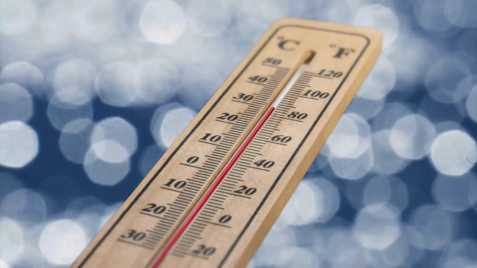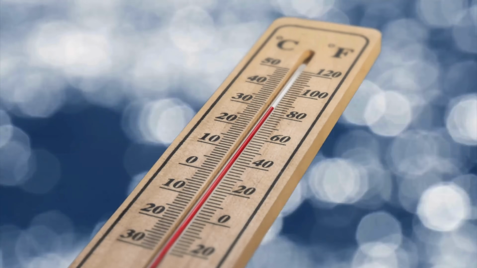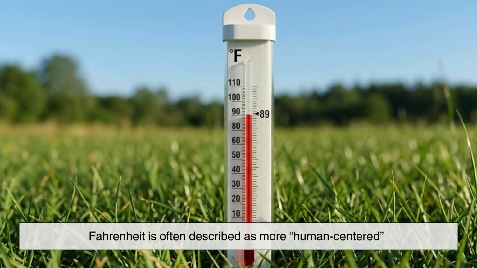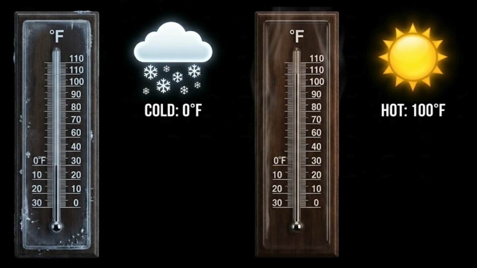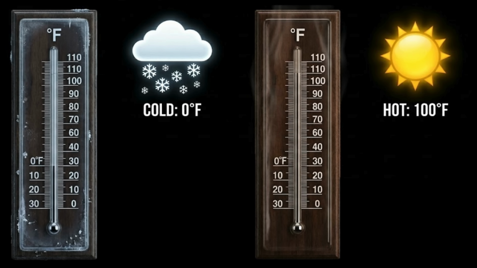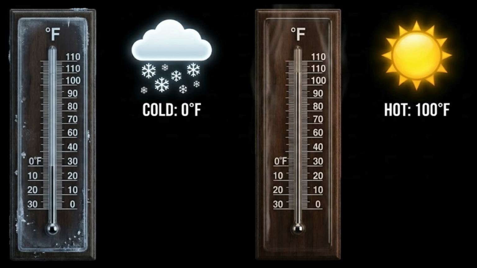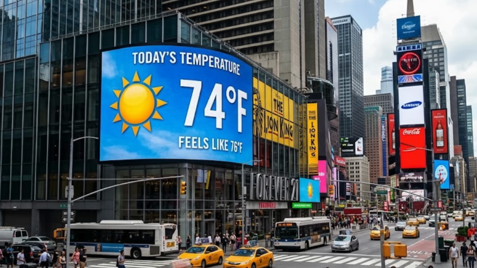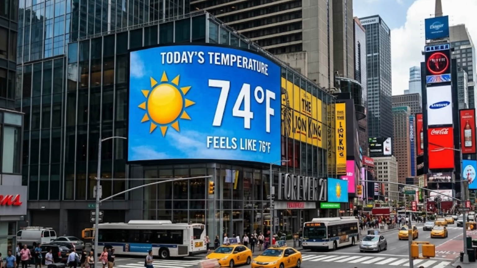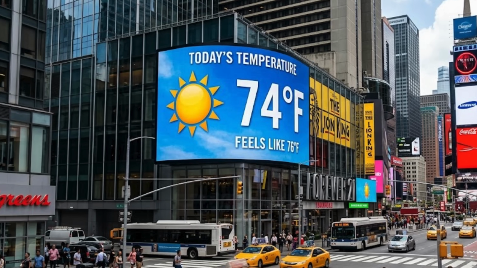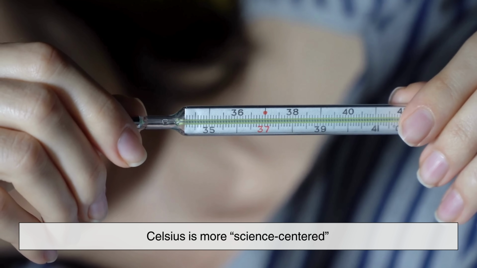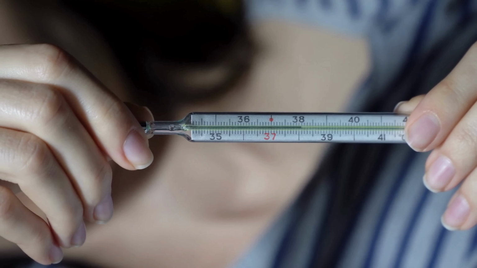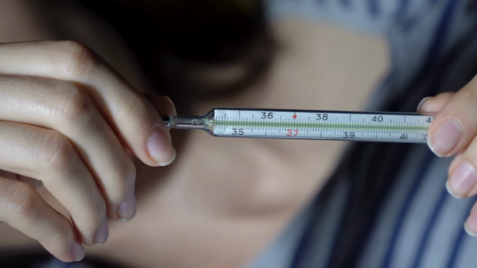There's also an interesting psychological difference between the two systems. Fahrenheit is often described as more human-centered. In this scale, 0 degrees roughly represents a very cold day, while 100 degrees represents a very hot one. Most everyday temperatures fall between these two numbers, making it feel intuitive in daily life. On the other hand, Celsius is more science-centered, anchored to physical properties of water and aligned with the metric system.